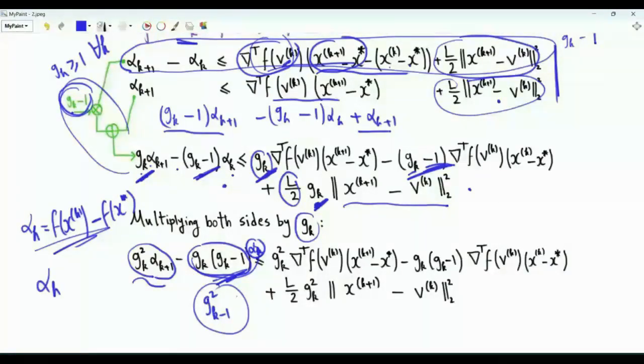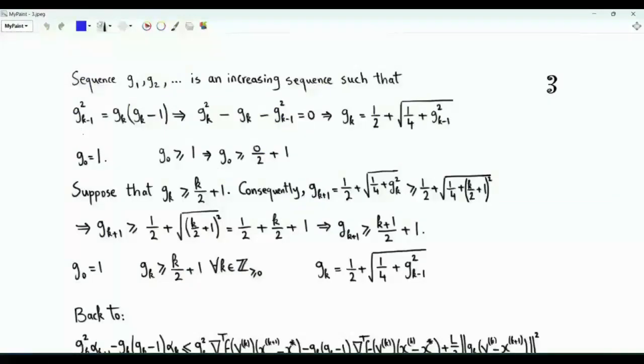Sequence G satisfies that g_{k-1} squared is equal to g_k times g_k minus 1. As we have seen on the previous page, to get a telescopic series, we will impose this condition here, which implies that g_k squared minus g_k minus g_{k-1} squared is equal to 0. This is a quadratic equation in g_k. Solving it, we get the update equation for g_k. We have two solutions, but of course we want g_k to be positive. In fact, we want g_k to be greater than or equal to 1. So we use the positive solution.